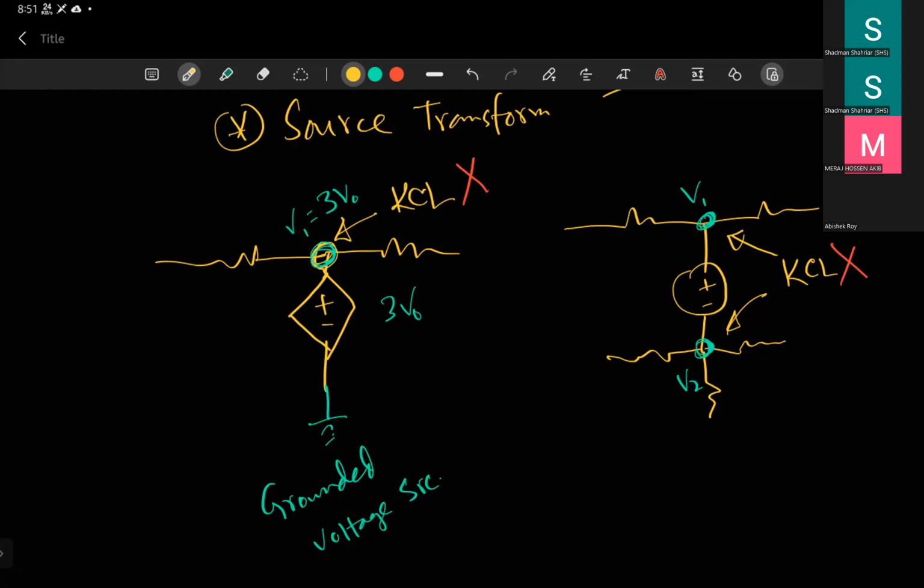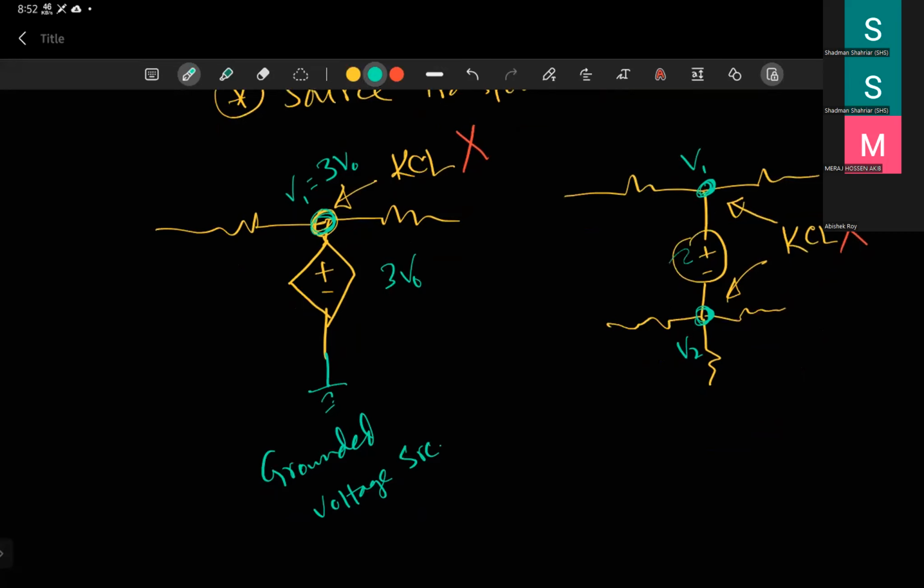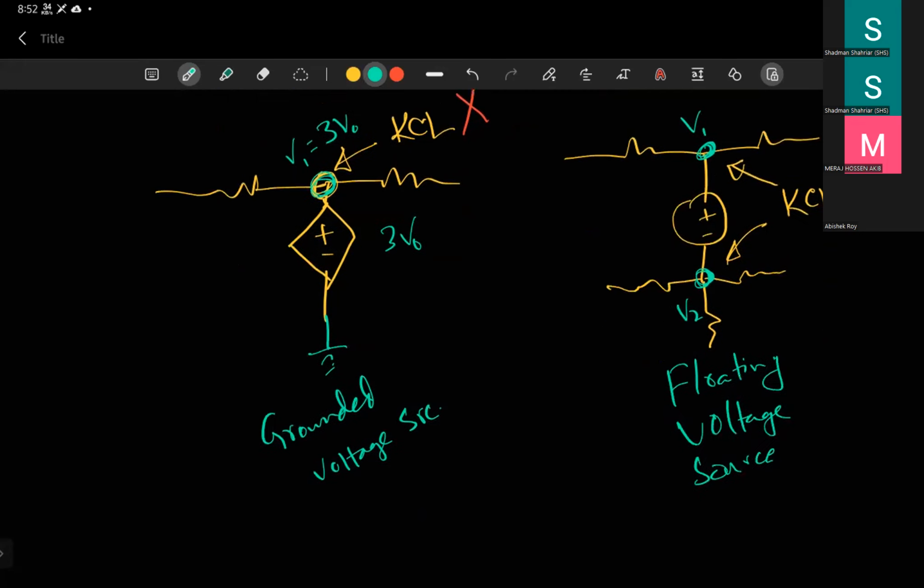Okay, so if you have a voltage source you can never write KCL. Okay, so if a voltage source is connected to a node, then you cannot write KCL on either node. Okay, so a situation like this is called a floating voltage source. Okay, so when you have a floating voltage source you have to do a super node.